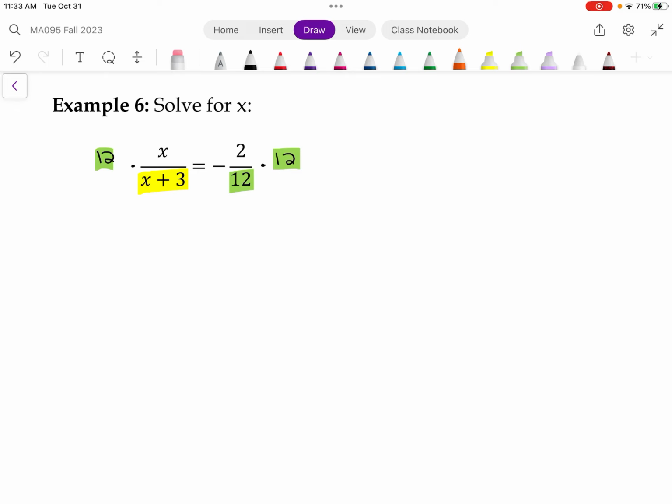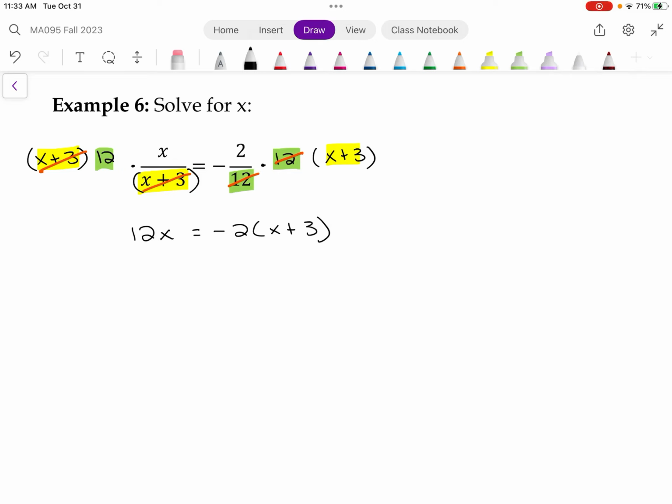So let's see. The 12s are going to cancel. And now I'm going to multiply both sides by x plus 3. And color code them so you can see what's going on. So the x plus 3s are going to cancel on the left side. And what am I left with? So it's kind of a bookkeeping problem. You just have to be careful. We've got 12 and x on the left. We've got -2 and x plus 3 on the right.